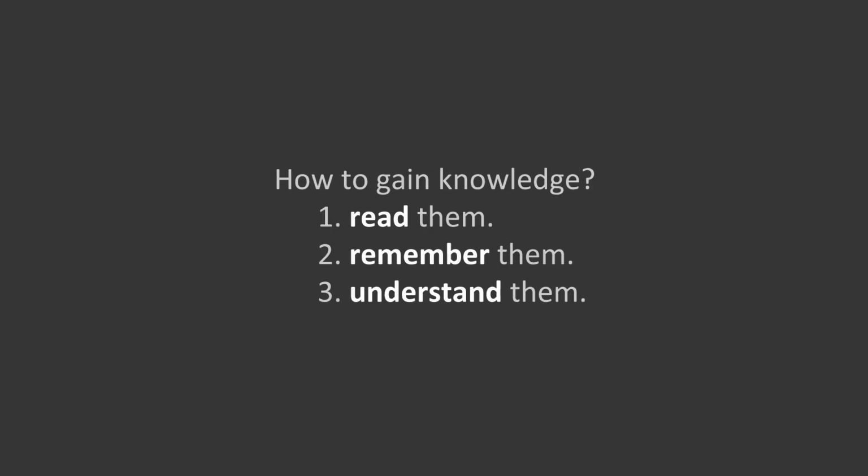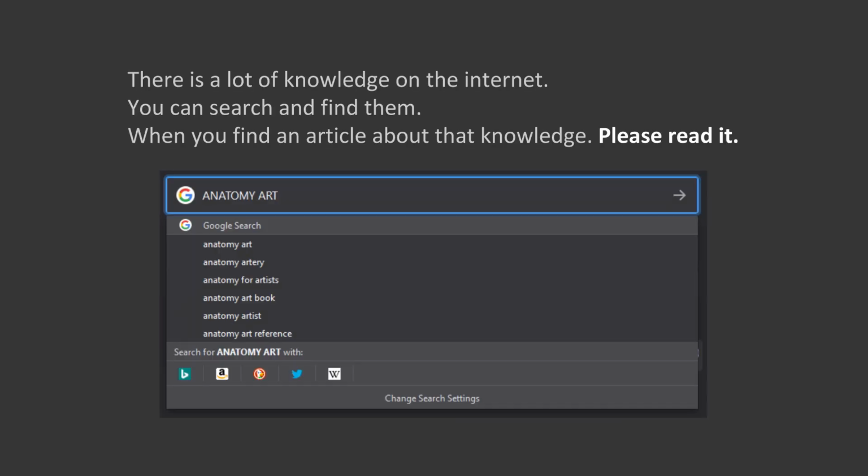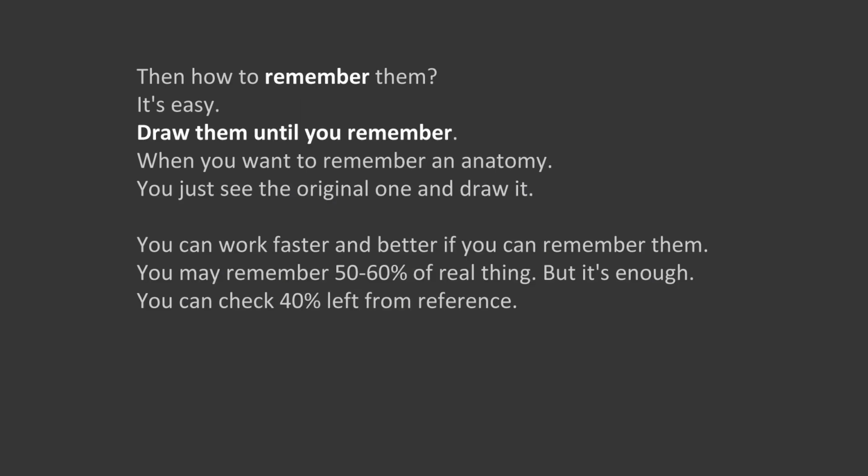How to gain knowledge. 1. Read them. 2. Remember them. 3. Understand them. There is a lot of knowledge on the internet. You can search and find it. When you find an article about that knowledge, please read it. Then how to remember them? It's easy. Draw them until you remember.